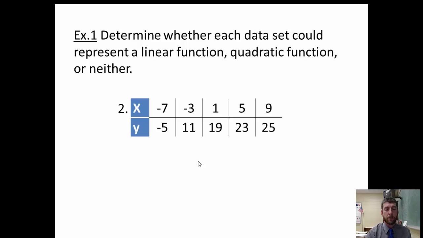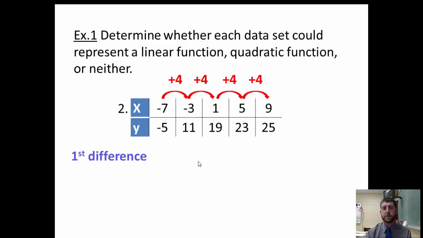Okay, hopefully you were able to come up with an answer. Let's check it out. So the x's, we can see they increased by 4, increased by 4, increased by 4, increased by 4. So we have equally spaced x's, so we're allowed to check first and second differences. So first difference, -5 to 11 is an increase of 16.